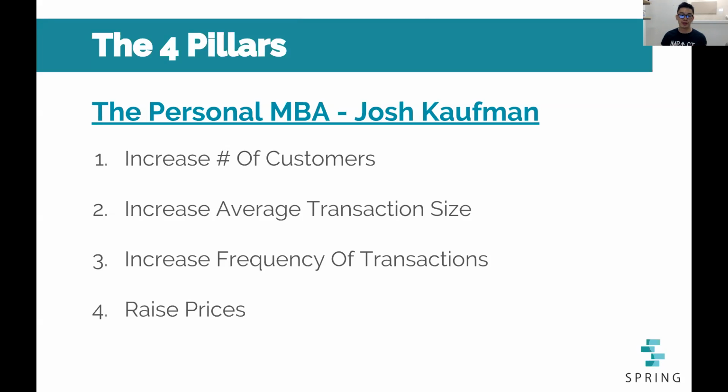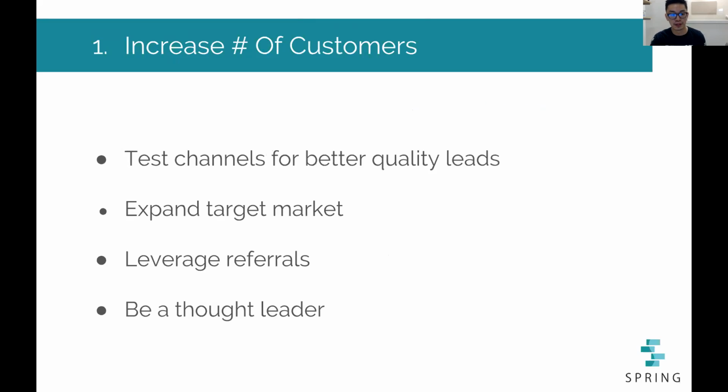So the 4 main ways would be: 1, increase your number of customers. 2 would be increase average transaction size. 3 is increase frequency of transactions. And then obviously the last one is raise prices. So pretty straightforward. Let's get into the details.